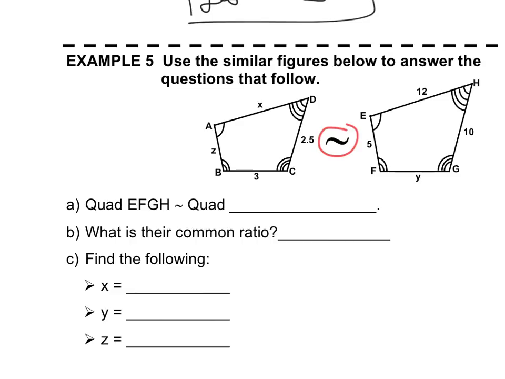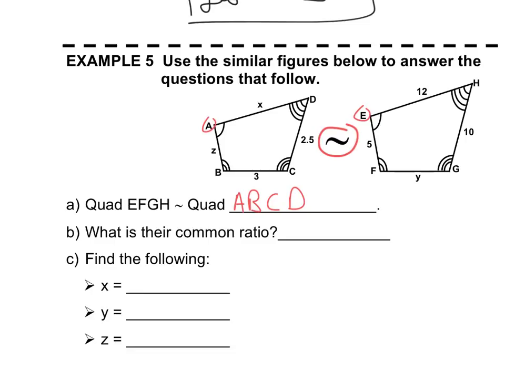Now you have to make sure and go in the same direction. Well, E was the first letter they used. That's the same as A. And then it goes to F, so we're going to go to B. And then it went to G, which means C. And then it goes to D. Okay, now they will not always be in alphabetical order, so you need to be careful there.